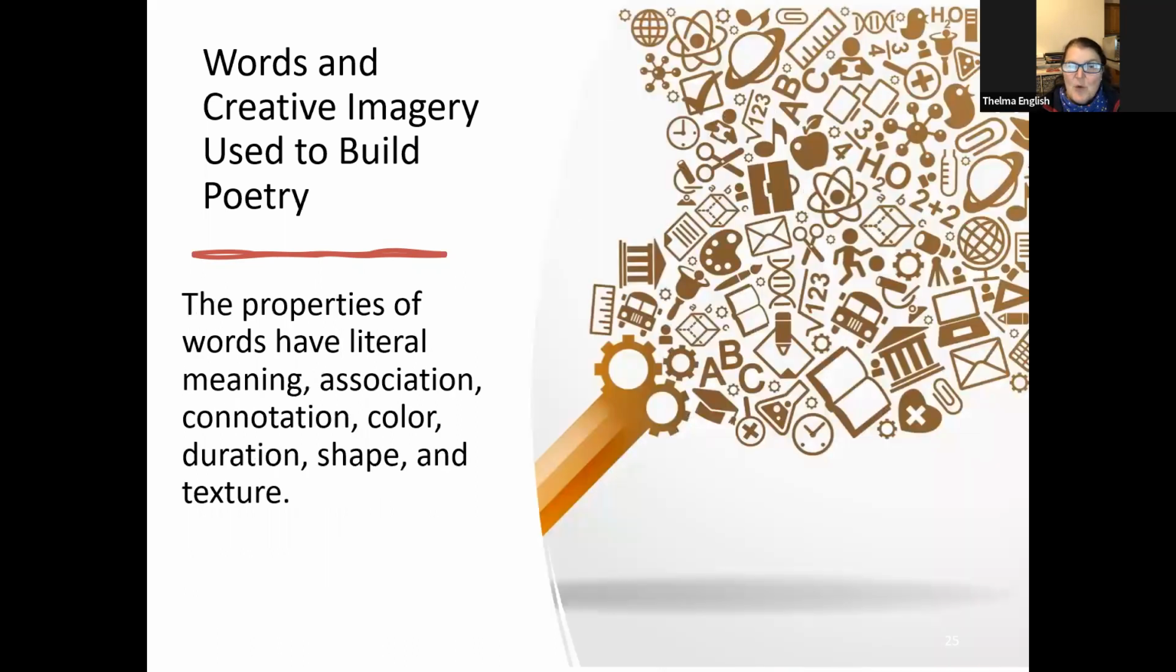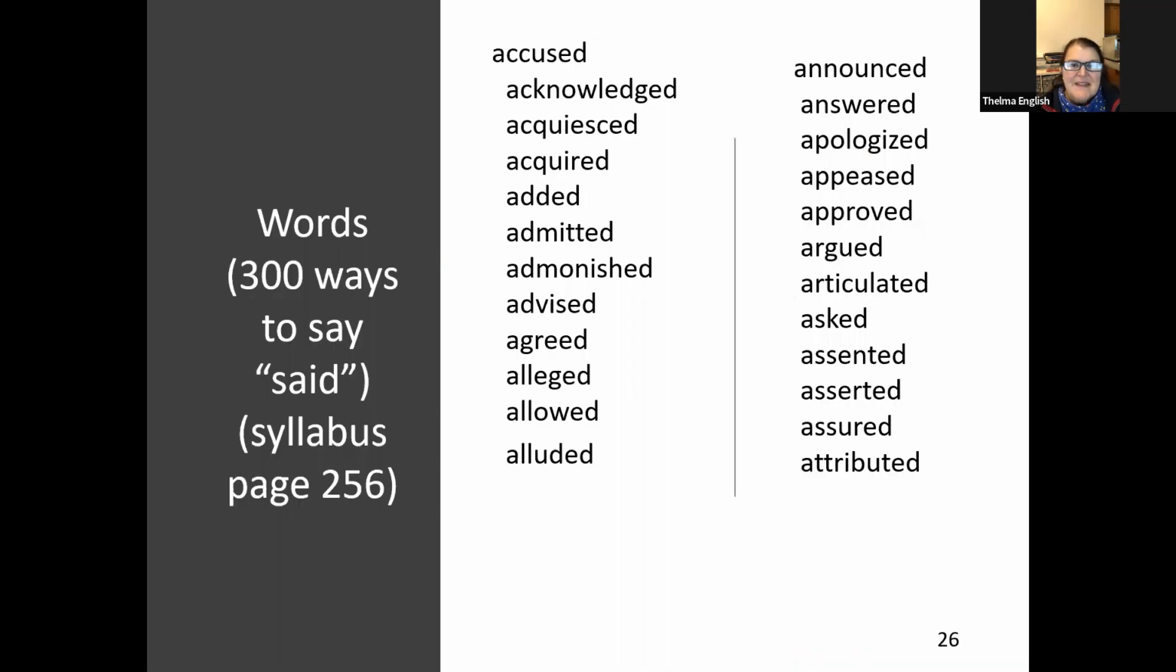The properties of words have literal meaning. They have associations, they have connotation. Words have color, words have duration, words have shape, and words even have texture. Now, from syllabus page 256, 300 ways to say said. If you are a writer of stories, you write fiction, or you're writing a memoir, or writing even in your journal, you might want to think of other ways to say said.